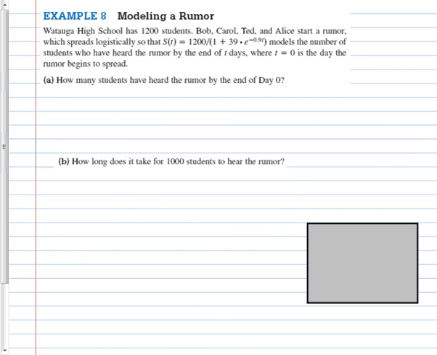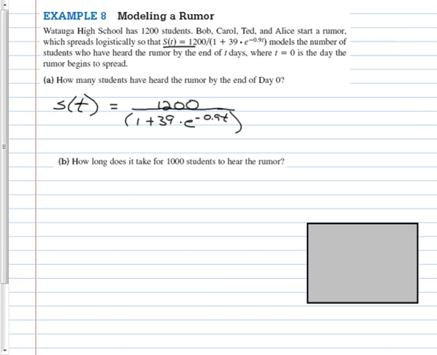Let's take a rumor. Watauga High School happens to have 1,200 students. Bob, Carol, Ted, and Alice start a rumor. This is not what you should do, but we're studying it in math. It spreads logistically, and here's the equation, and I'm going to write it out again. These are the number of students who have had it t days after they started spreading this: 1,200 divided by 1 plus 39 times e to the negative 0.9t. So here's the formula that they have.